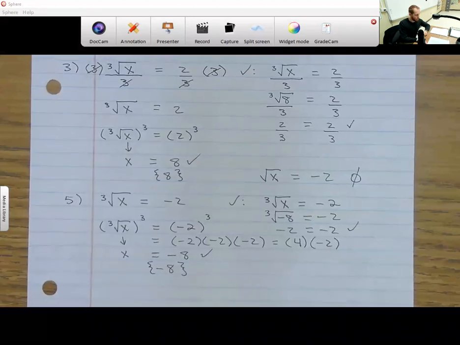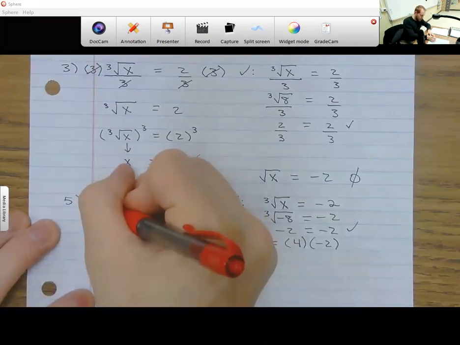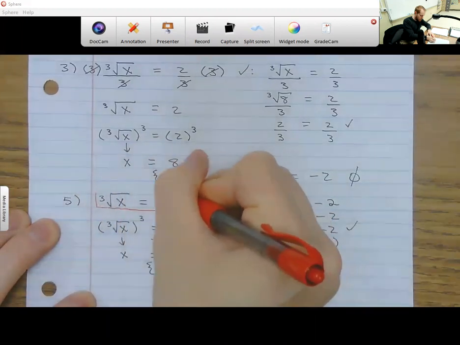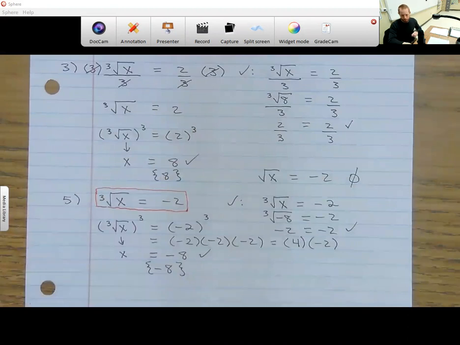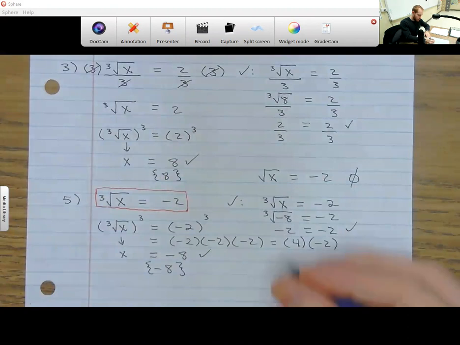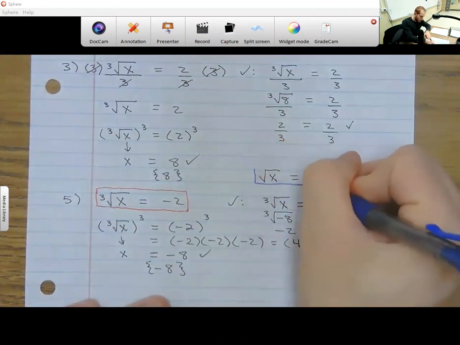So what's the difference between, let me get my red pen. What's the difference between this one right here, as it is, and this blue equation over here? Let me get my blue pen. What's the difference between this and this?